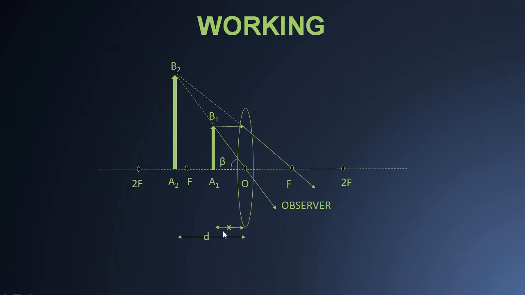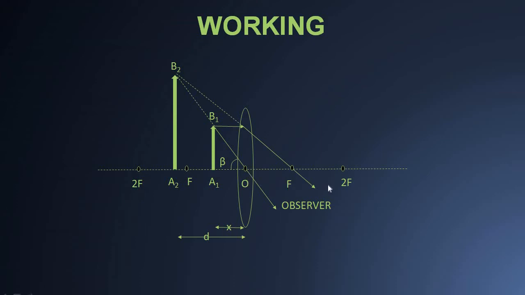And here x is representing distance of object from the optical center of lens, and d represents distance of the final image from the lens. Actually, d is nothing but least distance of distinct vision, so that the image appears distinct and very much clear, precise to the observer whose eye is very close to the lens.